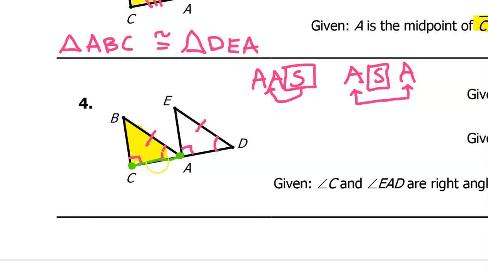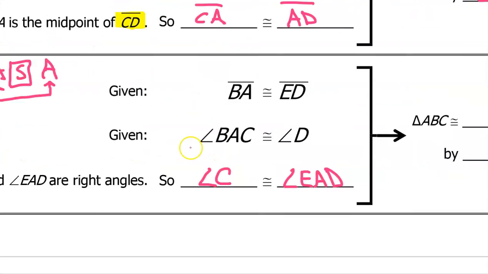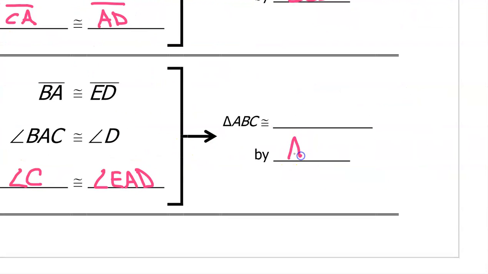Is that the side that is marked? No. The side that's marked is way over here. So the side is not between the angles. That makes this angle, angle, side. So we're going to put angle, angle, side.